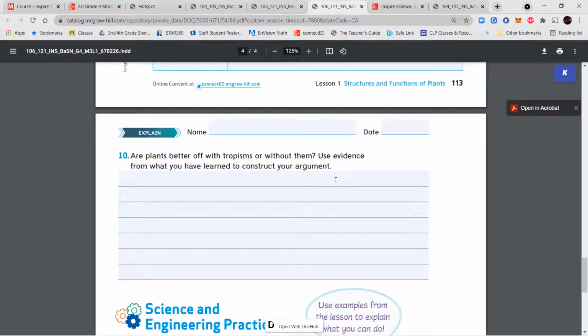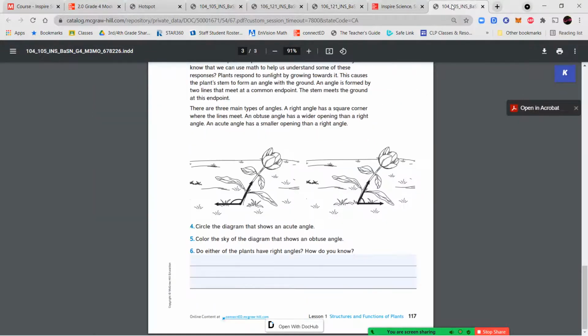Does it help it? Yes or no? And how or why? Make sure you use complete sentences and details. You have plenty of lines to fill in a complete answer.